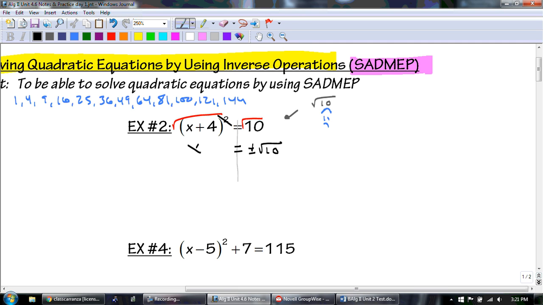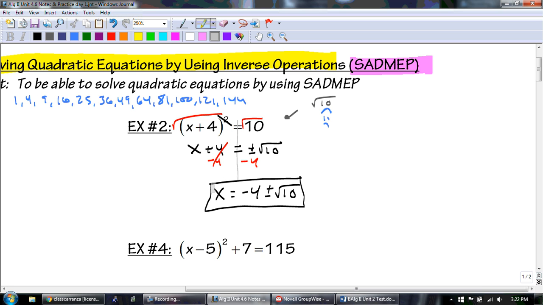So now that we've done that, all I have is the x plus 4. To solve, I would subtract 4 to both sides. Those cancel. On the right side, I can't do negative 4 minus the square root of 10. So I would just have negative 4 out front, and then plus or minus the square root of 10. Just like when we were using the quadratic formula and we couldn't go any further. Okay, this is our exact answer.